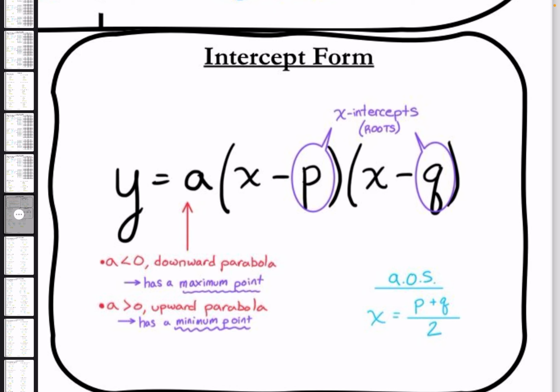If you want to find the AOS, you can find it immediately by adding up your x-intercepts and then dividing by 2. The a, as per usual in every quadratic equation, is still the same. It tells us which direction the parabola is opening up and if it has a maximum, if it has a minimum. So let's go ahead and do number 1.